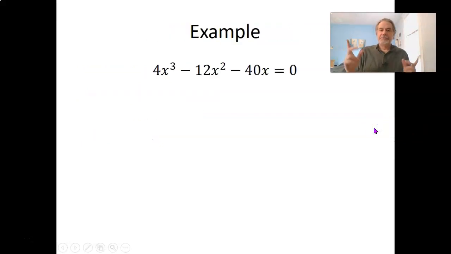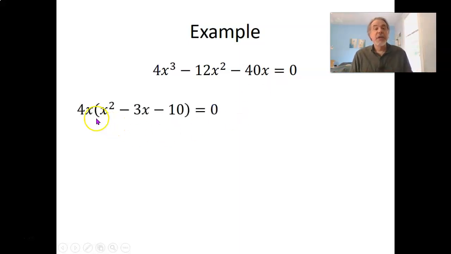For example, 4x cubed minus 12x squared minus 40x equals 0. Not a quadratic equation because it involves x to the third power, but it is one that we can solve by factoring. So we do have a 0 on one side. And on the other side, I notice there is a common factor. The greatest common factor that we can pull out is 4x. So when you pull that out, it's 4x times x squared minus 3x minus 10.